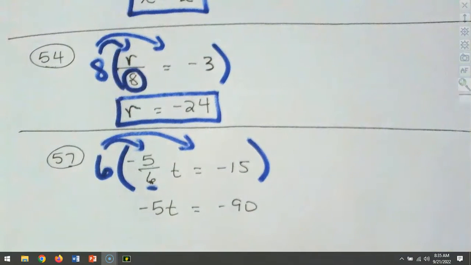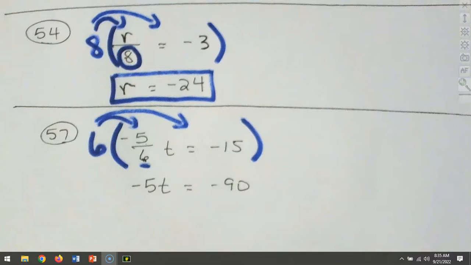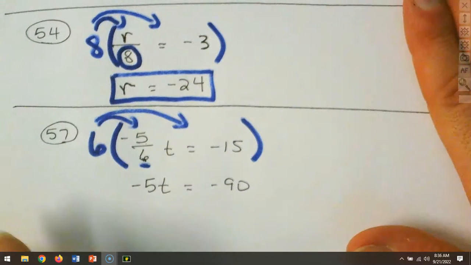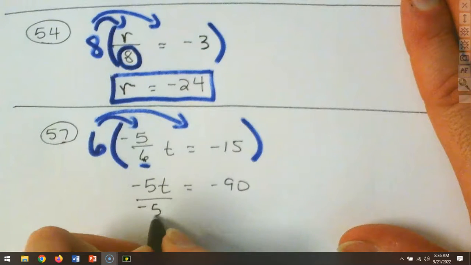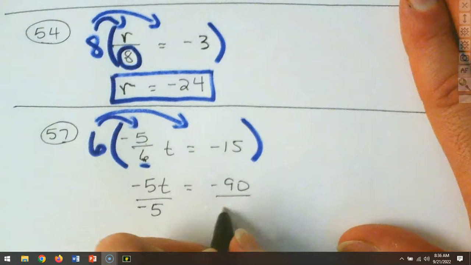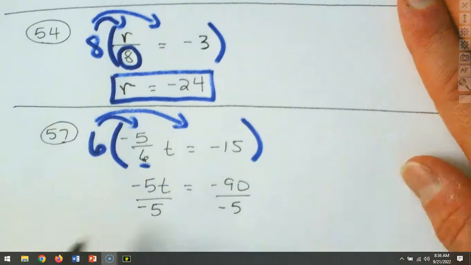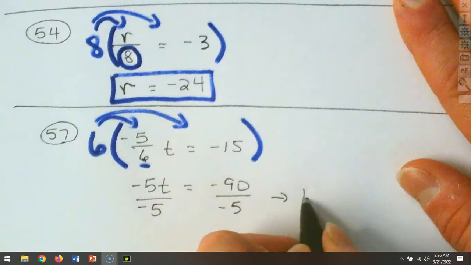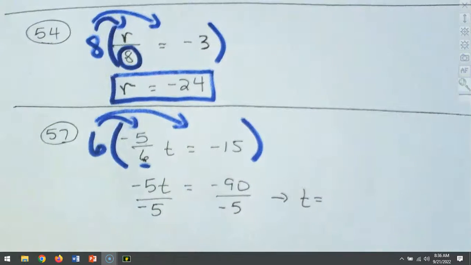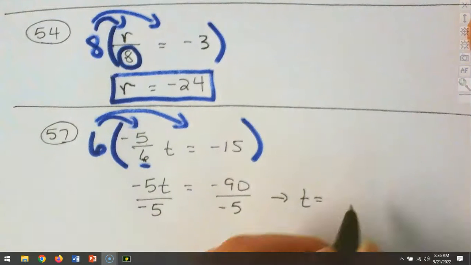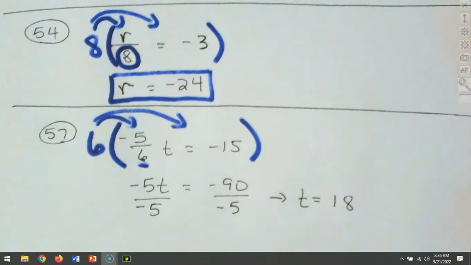We do have one extra step versus the last one, and we need to divide everything by what now? Not just 5. We need to divide everything by a negative 5. That clears the negative out as well, and that leaves you now with t equaling negative of negative makes it positive, and 90 divided by 5 is an 18. So that would come out to give you an answer of t equaling 18.